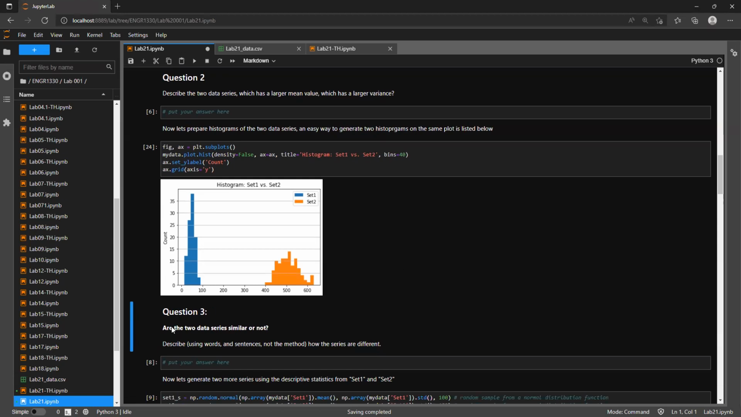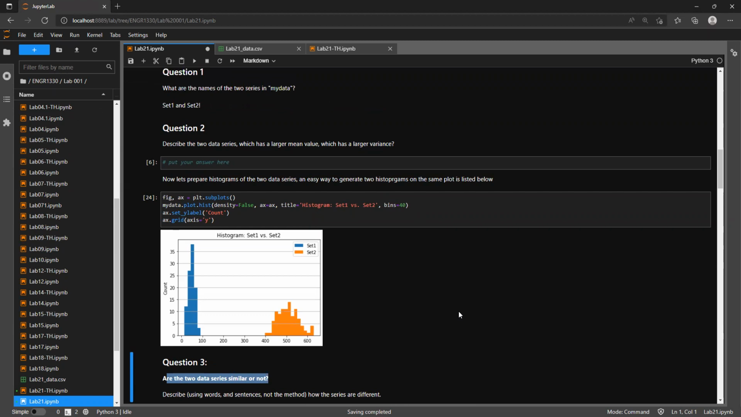So that leads us into question three. Are the two data series similar or not? So that's the question. What would you guys say? Are the data series similar? Their distribution is very different. I would say that one is more spread out than the other.